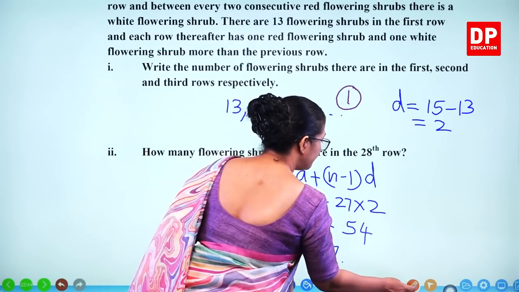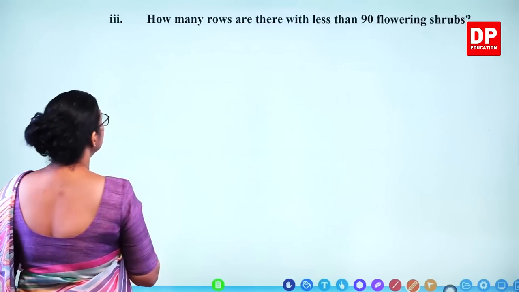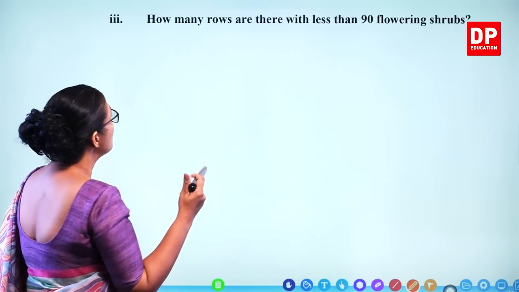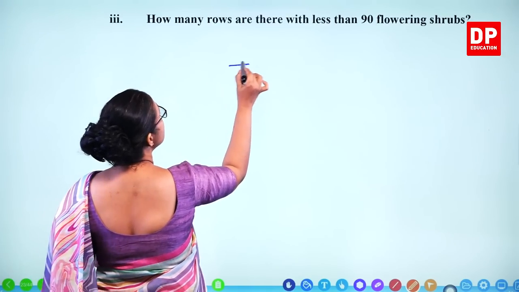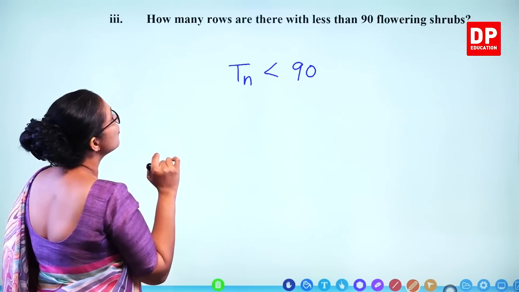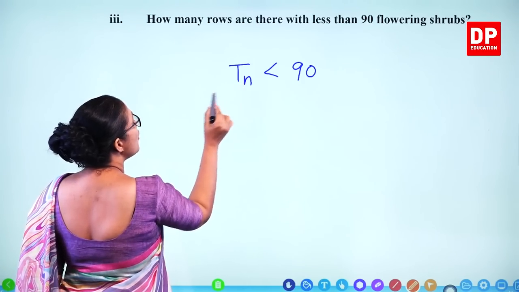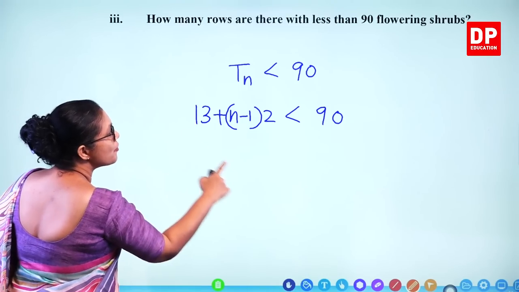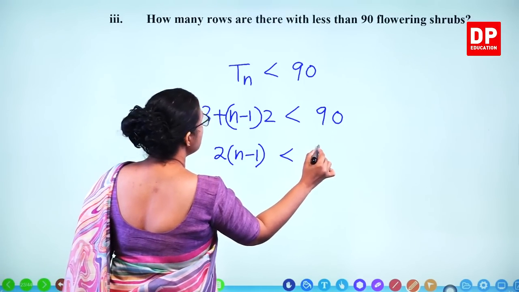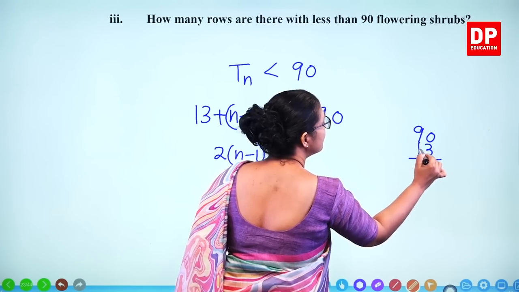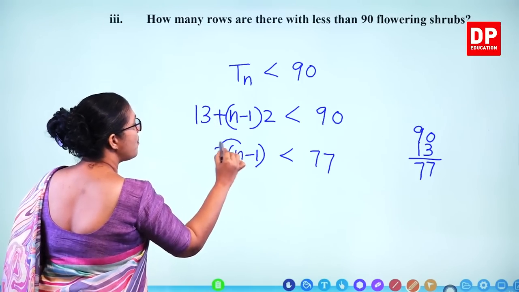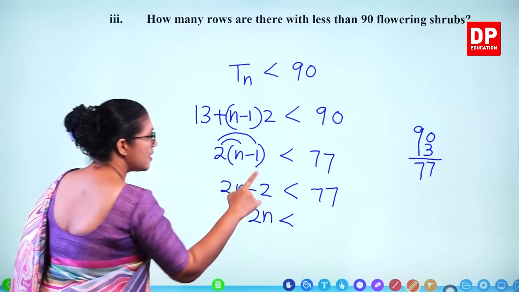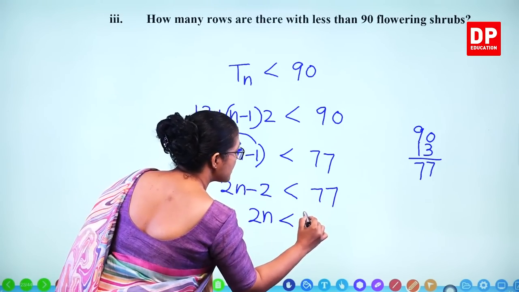Now let's do the next one. How many rows are there with less than 90 flowering shrubs? So 90, less than 90. So that means the nth term is less than 90. Tn is less than 90, given. So you are asked to find out n. So you can use the formula, a, 13 plus n minus 1, d is 2. Then you can subtract 13 first. 90 minus 13, 77. Now expand brackets, 2n minus 2 is less than 77. 2n becomes 77 plus 2. Take minus 2 to the other side, 79.